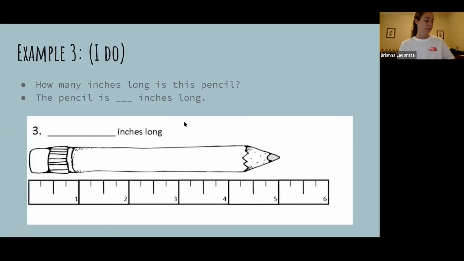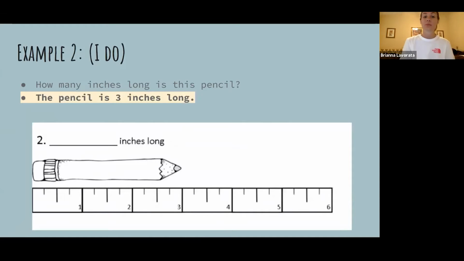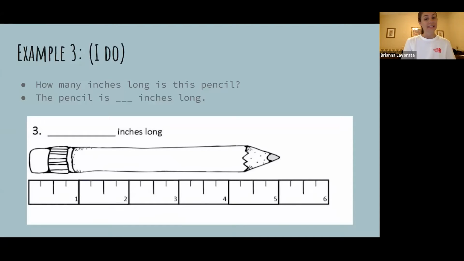So now we're going to do number 3. Same thing, go ahead and get your sentence started and write the pencil is, just like this, and then we'll finish it off after we measure our pencil. So here we have a pencil again. It looks like it is a little bit larger, right? We can compare the two. This one was 3 inches long. We can see that it's a little bit smaller. We already can see that this one that we're measuring now is going to be a little bit bigger.